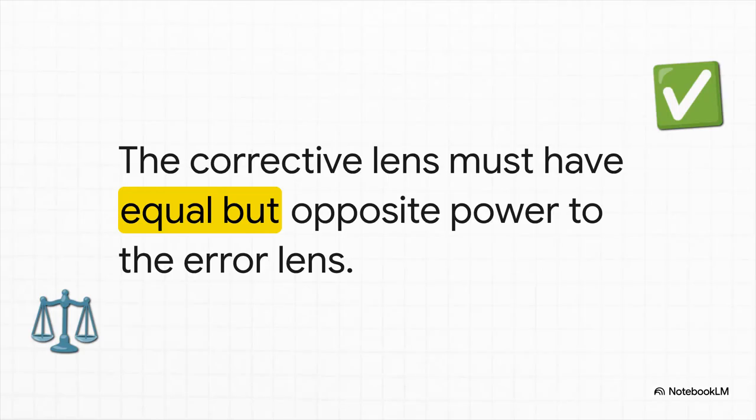And this brings us to a beautiful, incredibly simple treatment algorithm. To offset the error lens that's keeping parallel rays off the retina, the corrective lens must be of equal but opposite power. It's really that simple.